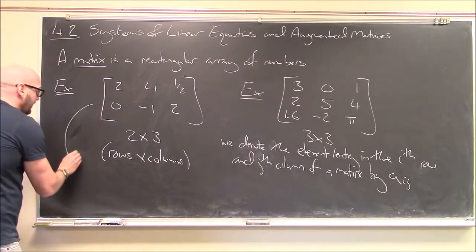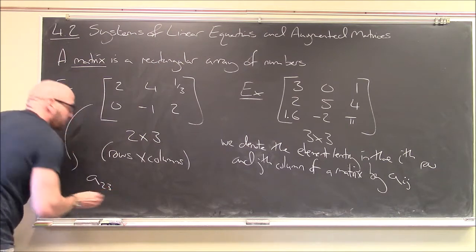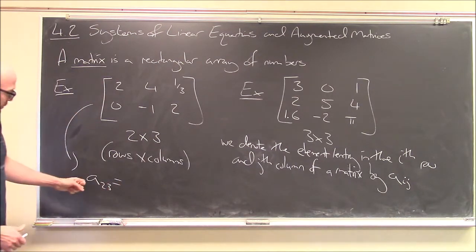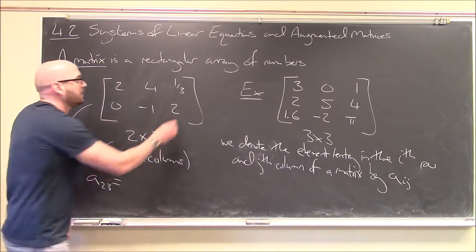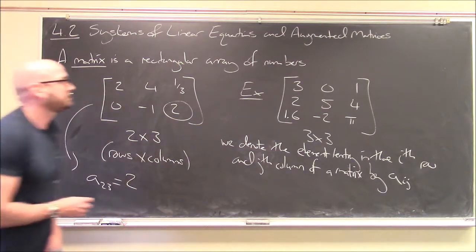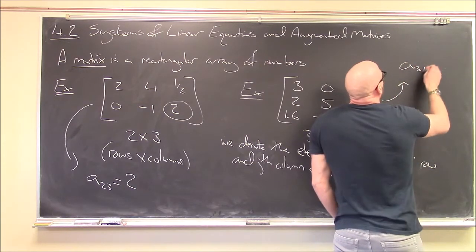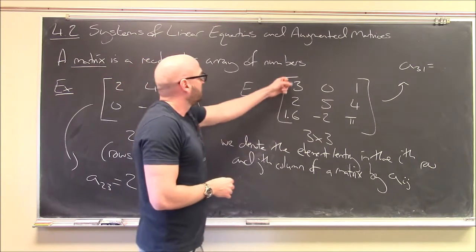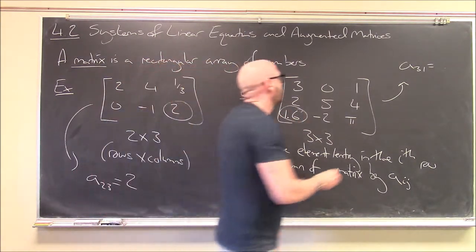So for example, in this matrix, let's say I want the element a 2 3. I'm looking for the element in the second row and the third column. Second row, third column would be this one, so that's the number 2. And over here, what's a 3 1? This would be the element in the third row, first column. That's this entry right here, that's just 1.6.